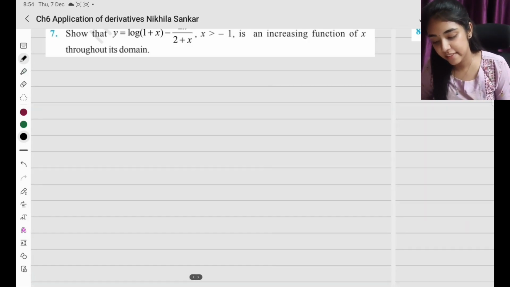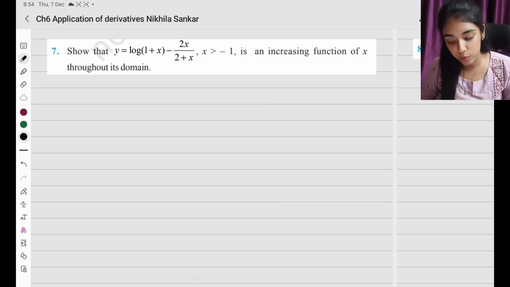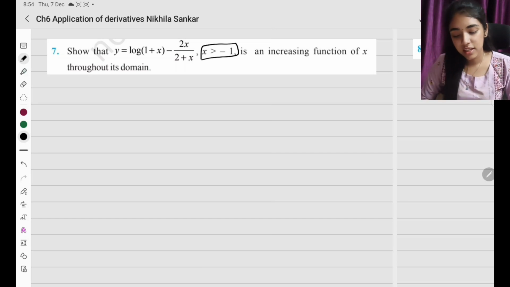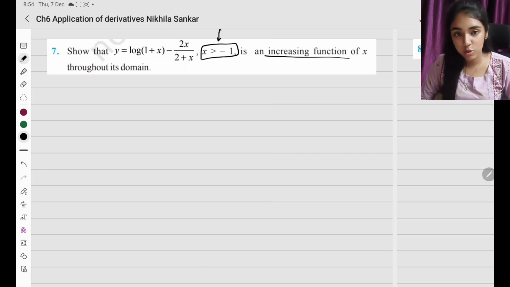Question number 7. Show that y equals log of 1 plus x minus 2x by 2 plus x, where x is greater than minus 1, is an increasing function in the interval. The interval is already given, so you have to show that the function is increasing.